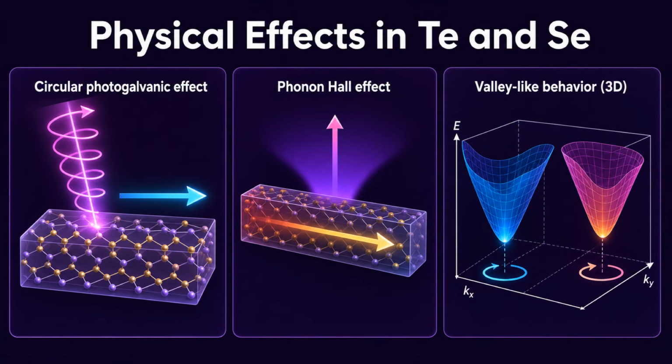The structural chirality of tellurium and selenium leads to unique physical phenomena. The circular photogalvanic effect generates photocurrents that depend on light helicity. A phonon Hall effect can arise from chiral phonon transport. Some researchers have described valley-like behavior in these 3D systems, analogous to 2D TMDs, but with fully three-dimensional character.